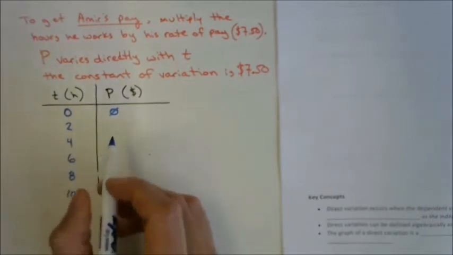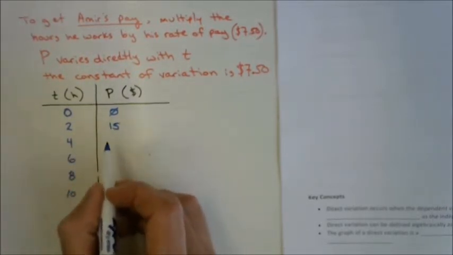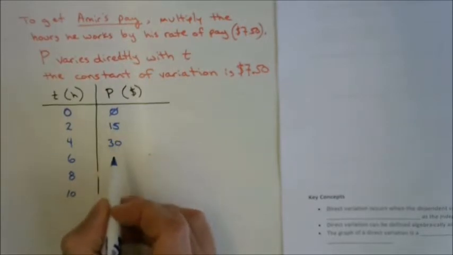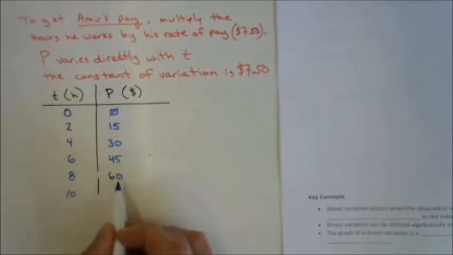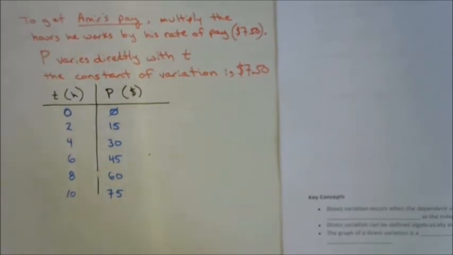After 2 hours, how much does he earn? 15. 4 hours? 30. 6 hours? 45. 8 hours? 60. And 10 hours? 75.